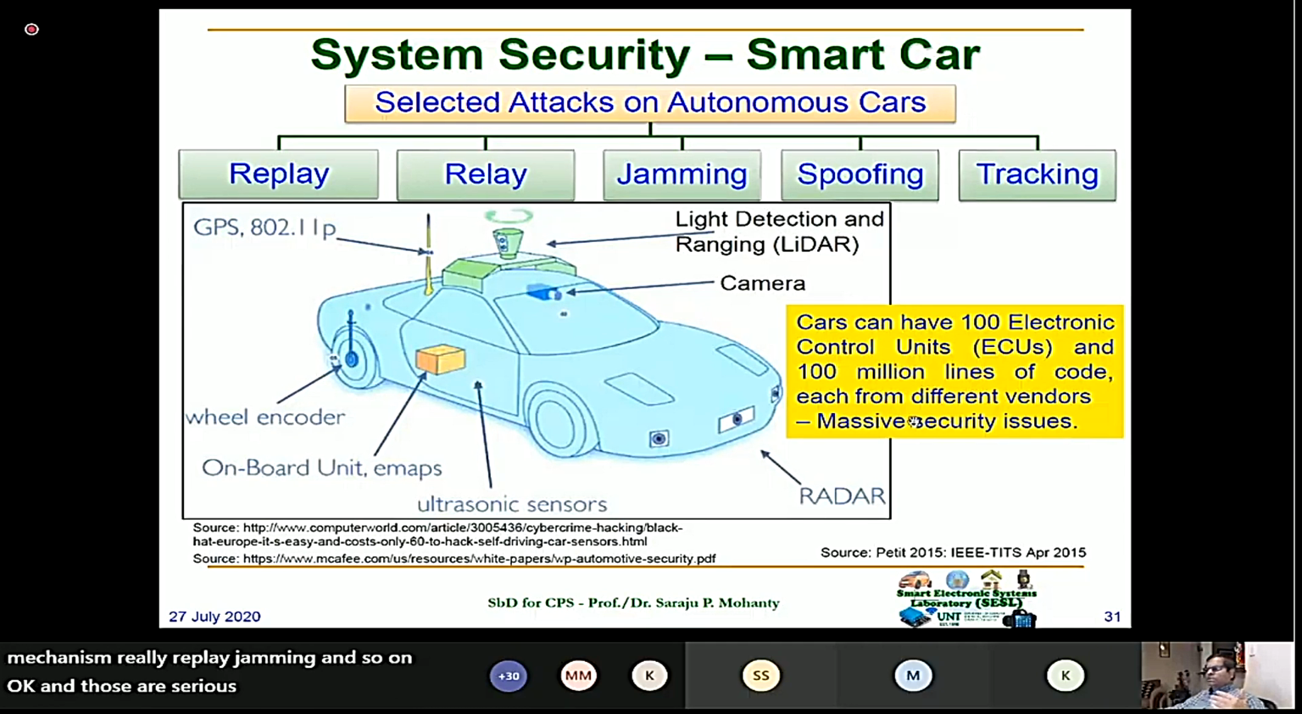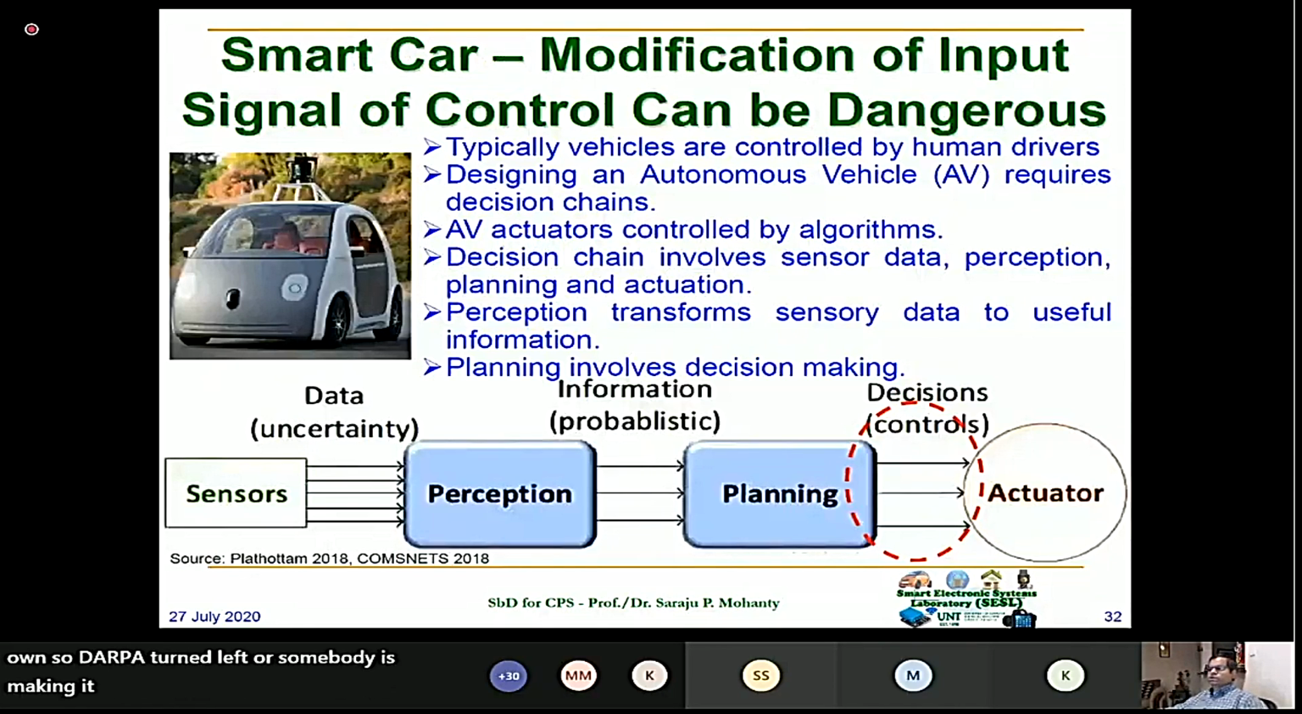For example, let us say somebody else has control of your autonomous car. Your car on its own should have put on the brake, and somebody is accelerating it. Or your car on its own should have turned left, and somebody is making it turn right. So those are very serious consequences that one can think of.